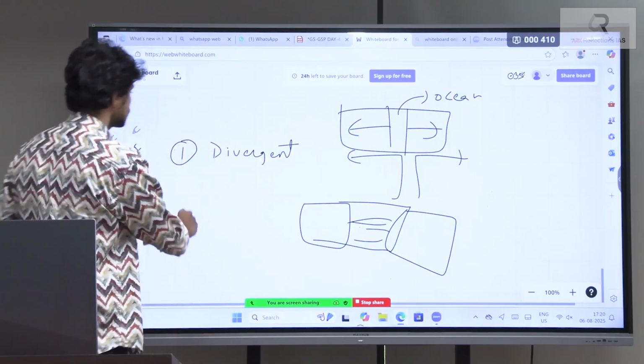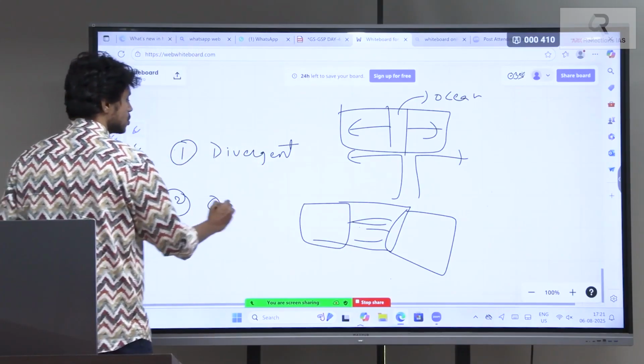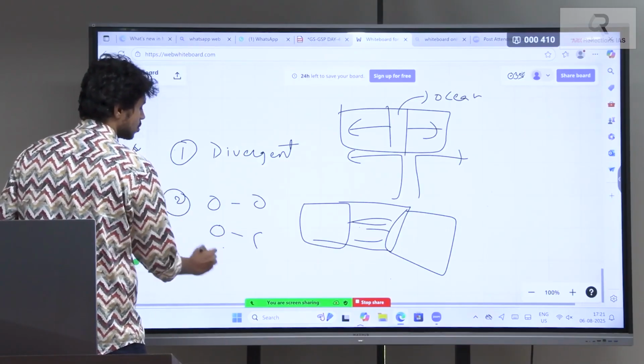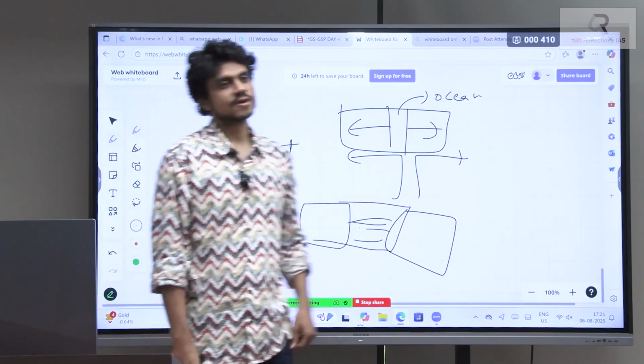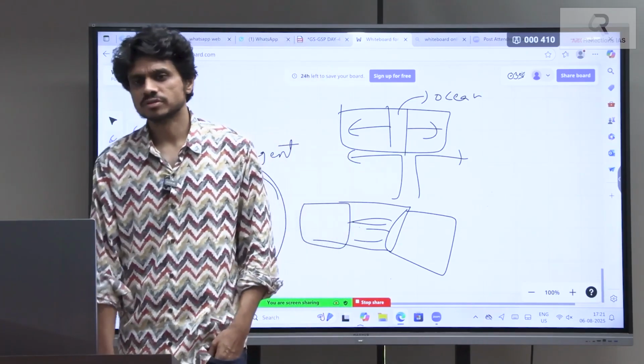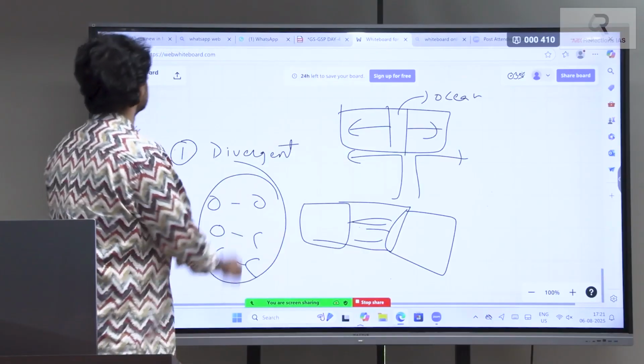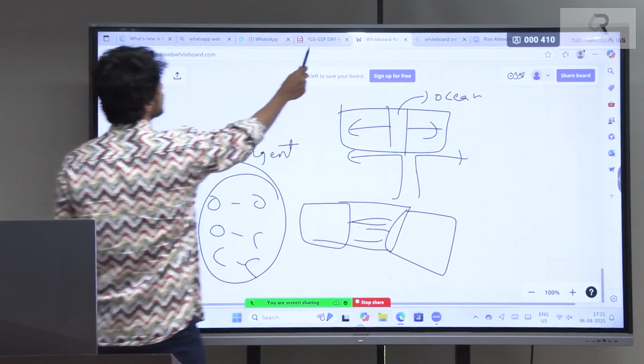So where does this happen? In the convergence, first, ocean-continent. This is how the convergence happens. Done. You have explained it. This is what you are supposed to write here.